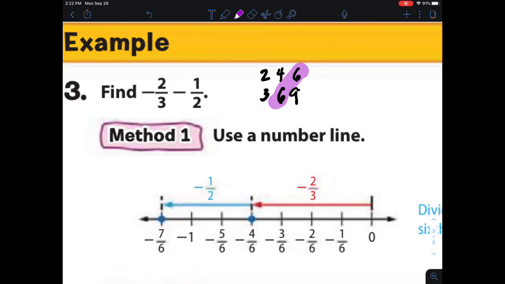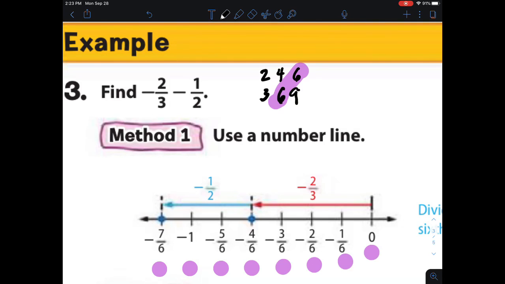So in this case, we know that the least common denominator is 6. So we divide our number line into 6ths. You have now 0, negative 1 over 6, negative 2 over 6, negative 3 over 6, negative 4 over 6, negative 5 over 6, negative 6 over 6, or negative 1, and negative 7 over 6. First we get negative 2/3 on our number line. Negative 2/3 is the same as negative 4 over 6, and we add negative 1/2.